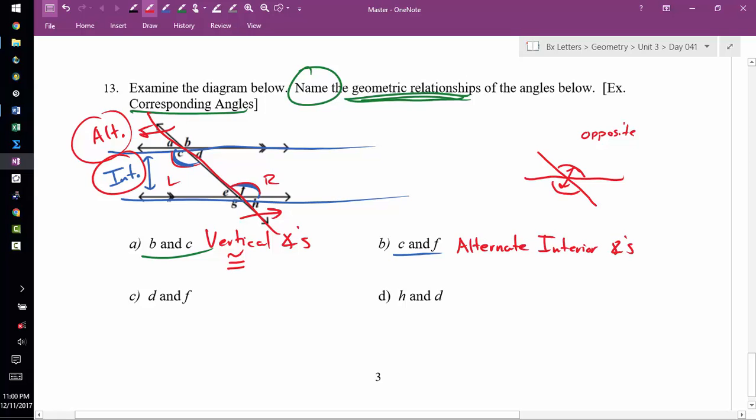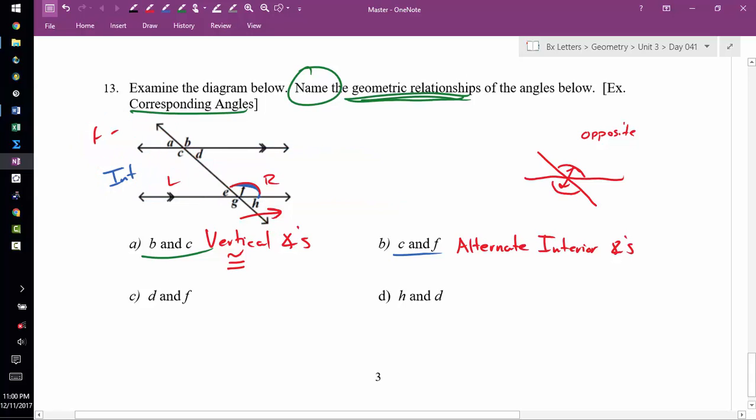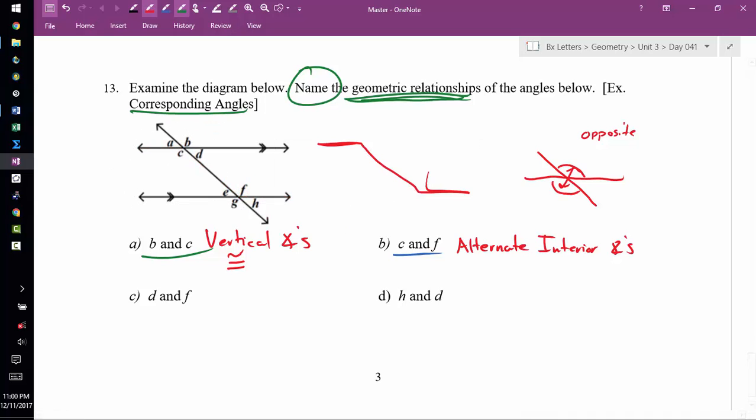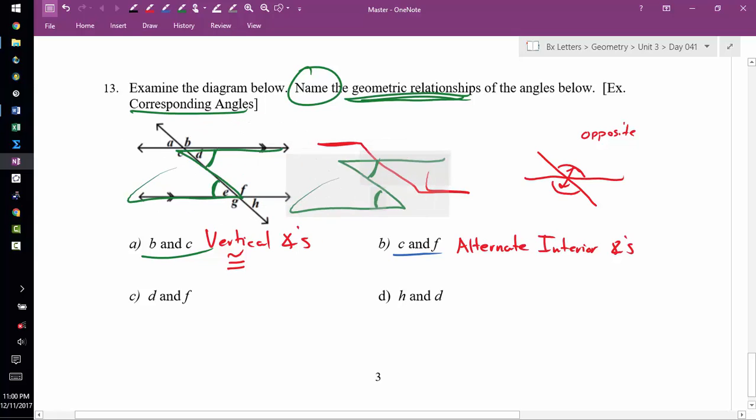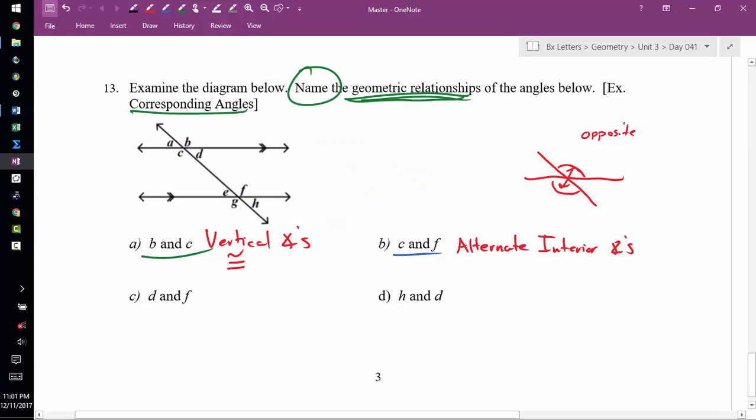angles. And the trick to seeing alternate interior angles is you look for that Z, whether it be this backward Z like that, or like a normal Z, like this, where in the armpits you've got D and E. Those are the other alternate interior angles. You can kind of see those Z's there. But those would be alternate interior.